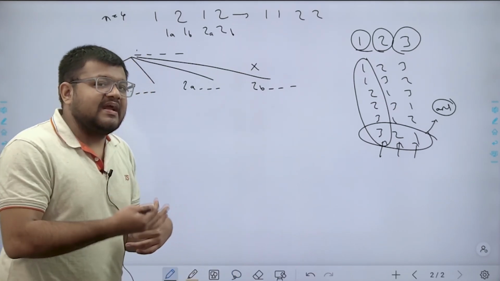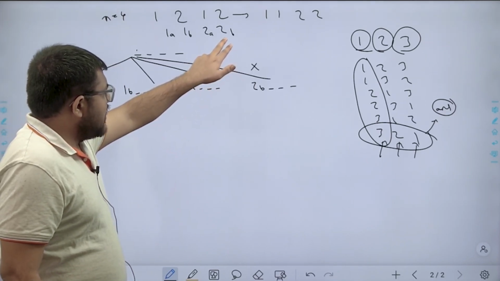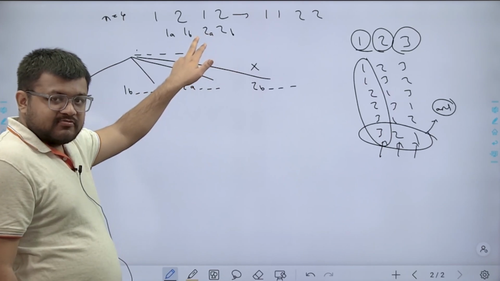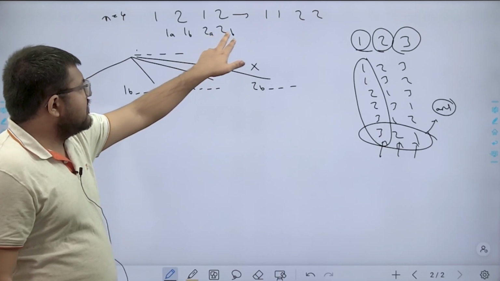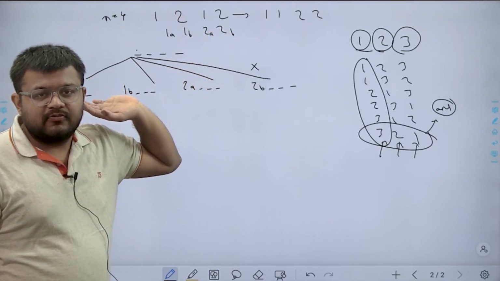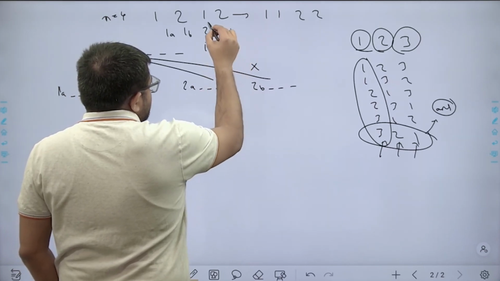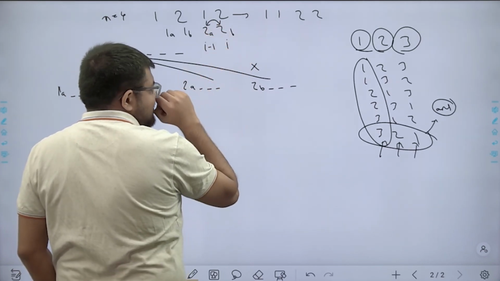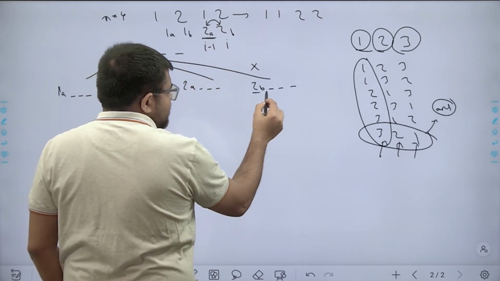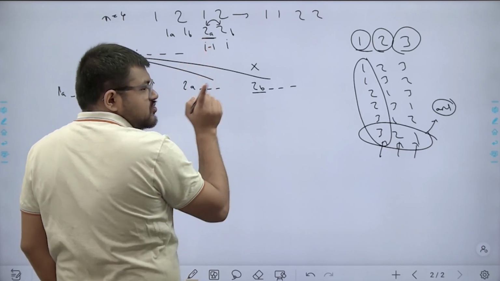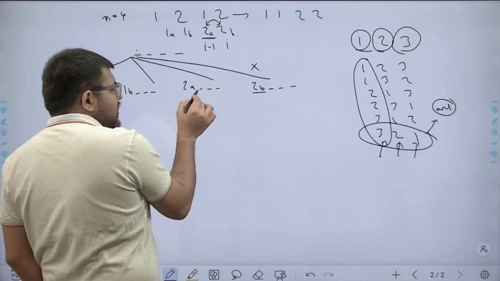So what is our criteria of not considering a case? If A of I is the same as A of I minus 1, and if A of I minus 1 is not considered yet, then I will not consider A of I at that position. This is my ith index, this is my I minus 1th index. If A of I and A of I minus 1 are the same, and A of I minus 1 is not taken yet, for example, here when I am taking 2B, 2A is not taken yet.